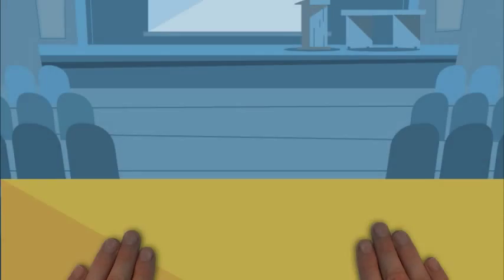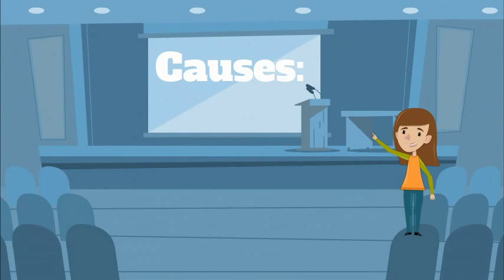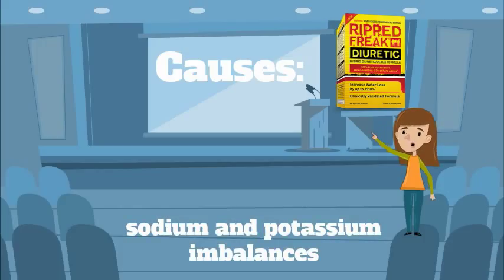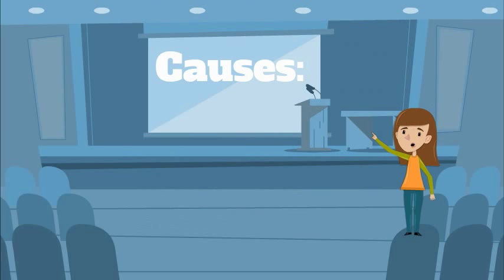So some causes of hyponatremia, it can be from diuretic use. Remember, diuretics can cause electrolyte imbalances, including sodium and potassium imbalances. Anything that can possibly affect your electrolyte balance, like vomiting and diarrhea and kidney disease, can cause hyponatremia. Another cause is overhydration with hypotonic fluids. Also, a decrease in the secretion of aldosterone.